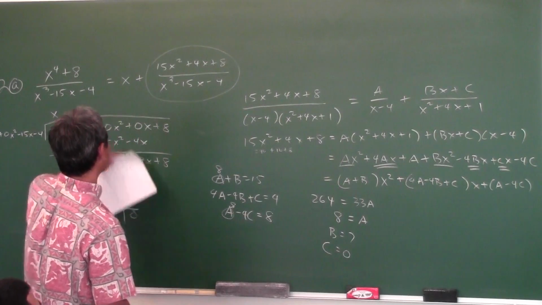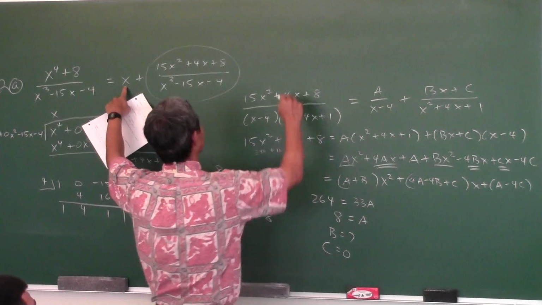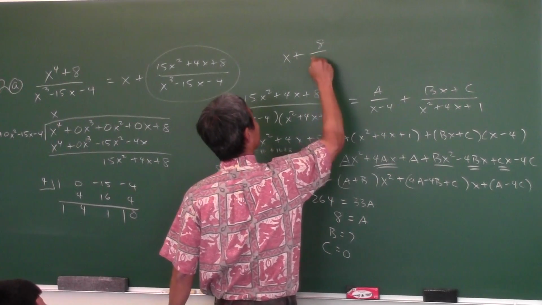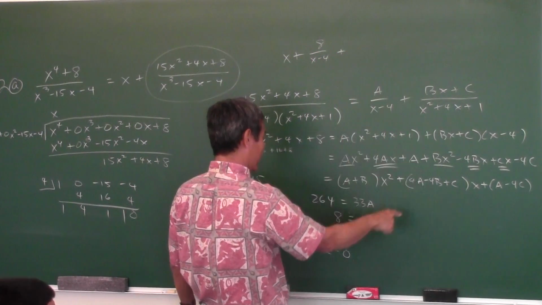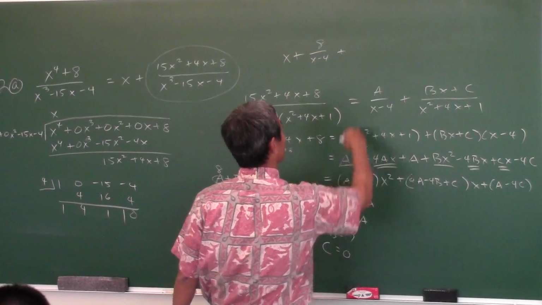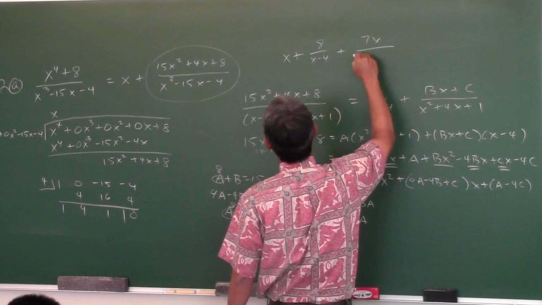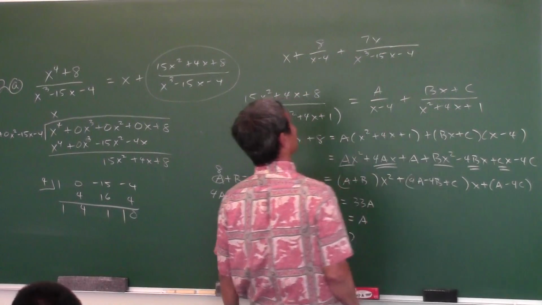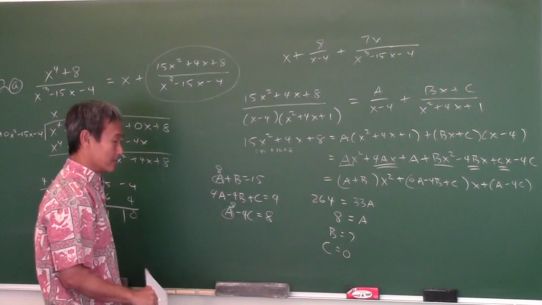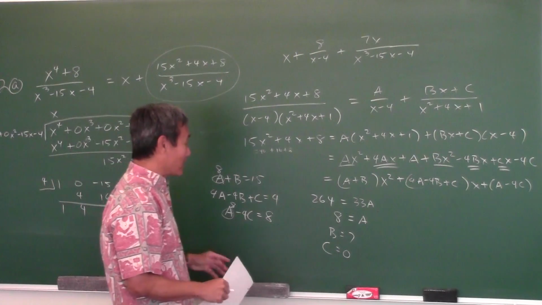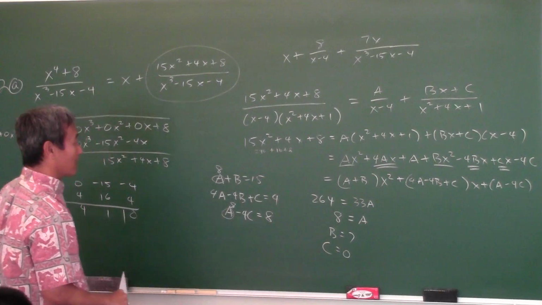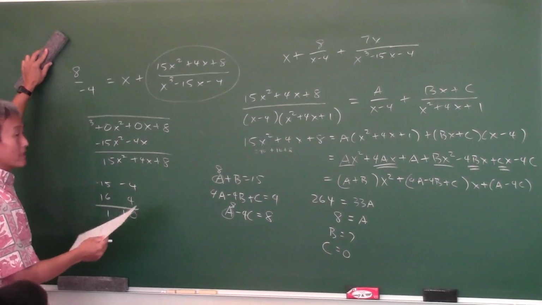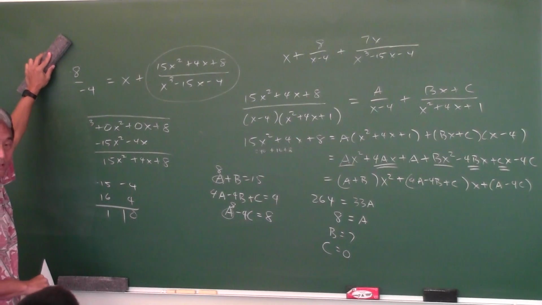Anyway, make sure you write the answer correctly. So the final answer is going to be x plus, okay, where's a? 8 over x minus 4. And then what is b and c? B is 7 and c is 0. So 7x plus 0 all over x cubed minus 15x minus 4. That's the final answer. See, it's very mechanical. You just got to be patient and be correct with your algebra. The only way you can get this problem wrong is if you make mistakes.